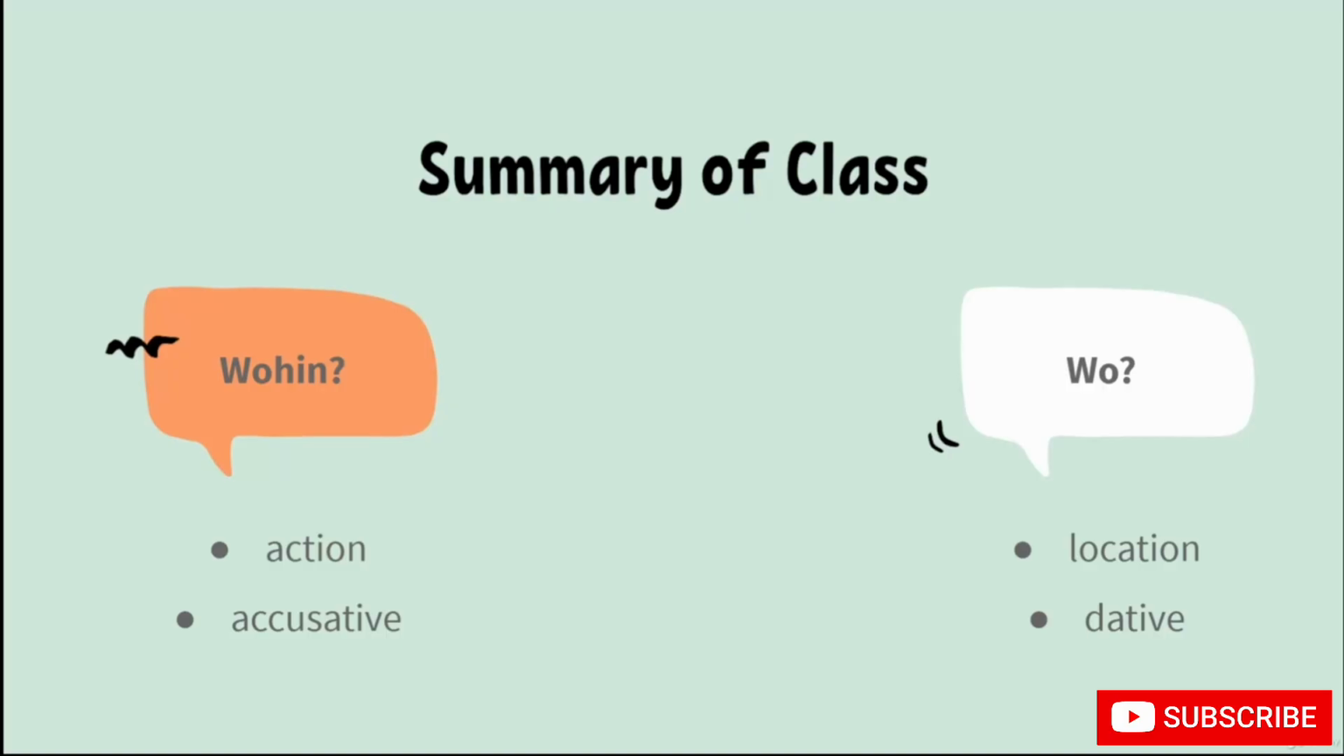To understand which case is used after the Wechsel preposition, we have to ask questions. These questions can be wohin or wo. If we are answering wohin, then after these prepositions, accusative must be used. But if we are answering the question wo, then after these prepositions, dative case must be used. If we are answering the question wohin, it means there is an action here. We are putting something somewhere. But if we are answering the question wo, it means there is a location here. We are giving the location of something, the object.